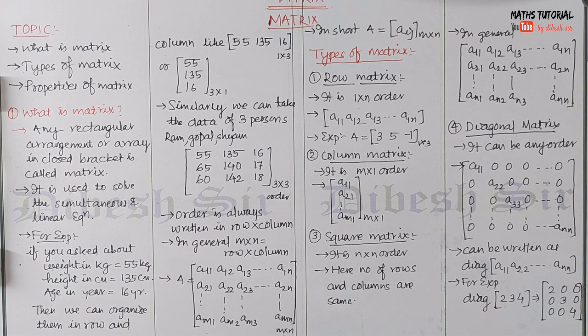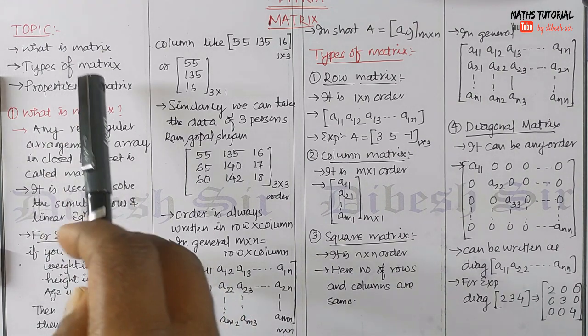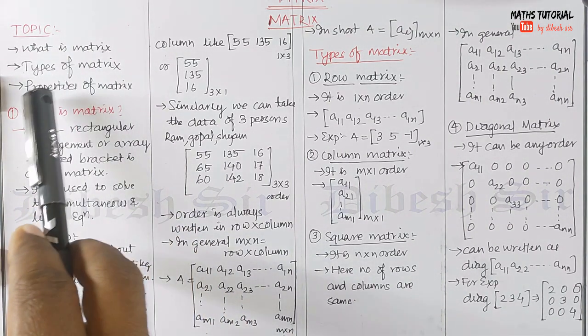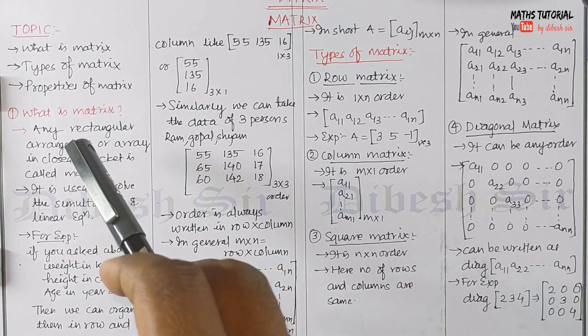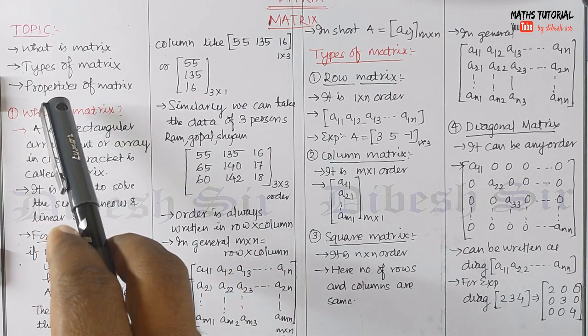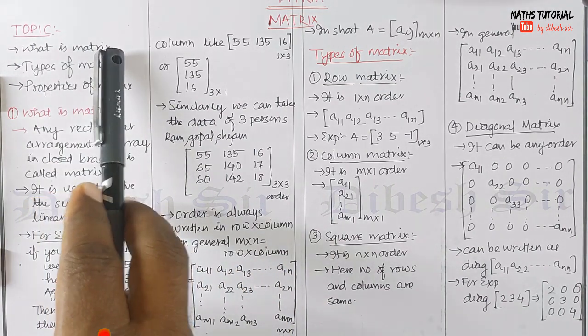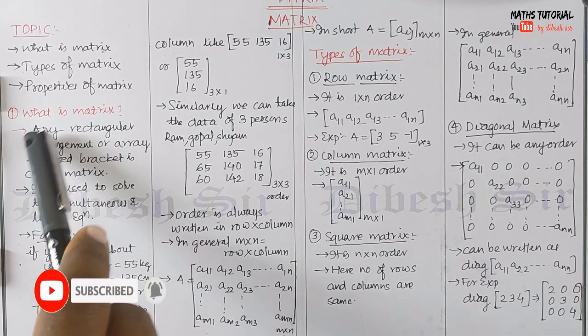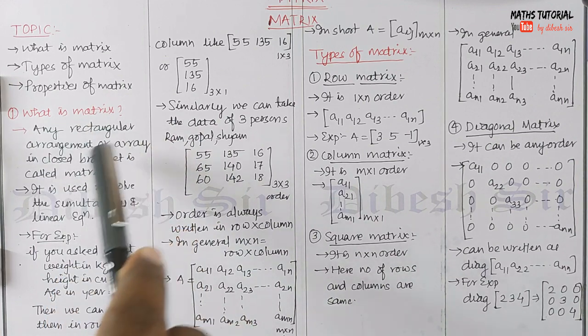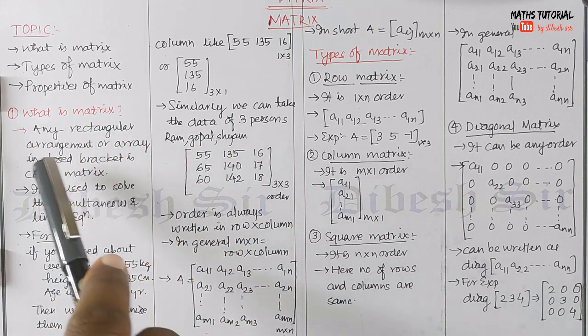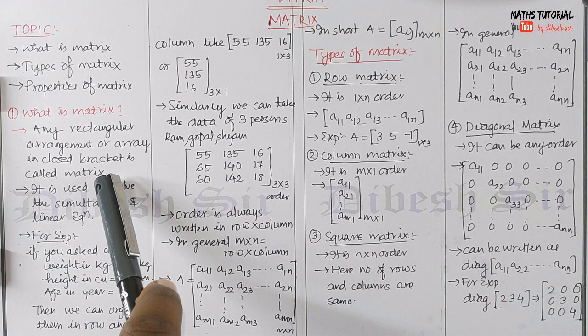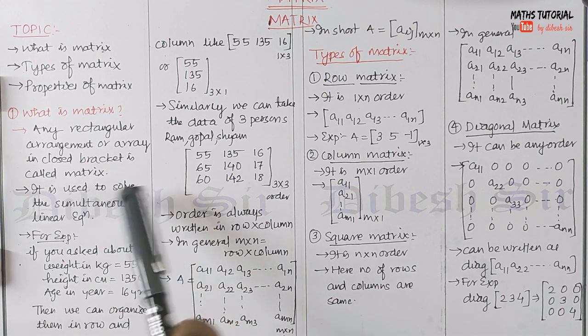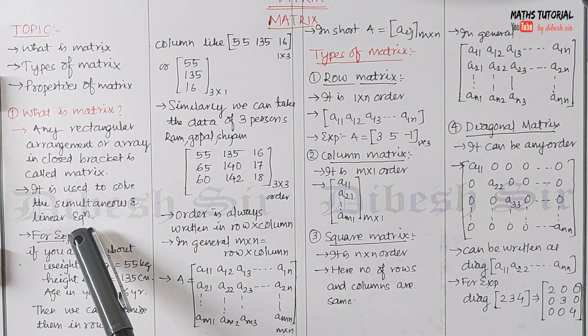Today's chapter is matrix, and the topics are what is matrix, types of matrix, properties of matrix, and other topics are there also. But today we'll discuss only what is matrix and types of matrix. So first, what is matrix? Any rectangular arrangement or array in a closed bracket is called a matrix. It is used to solve simultaneous linear equations.